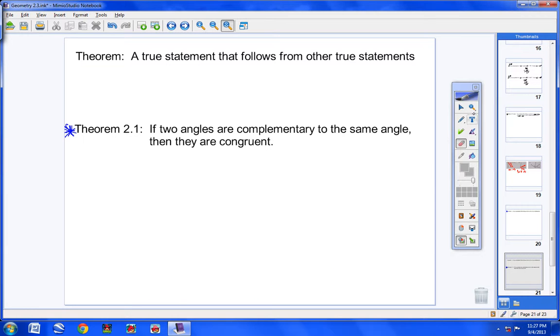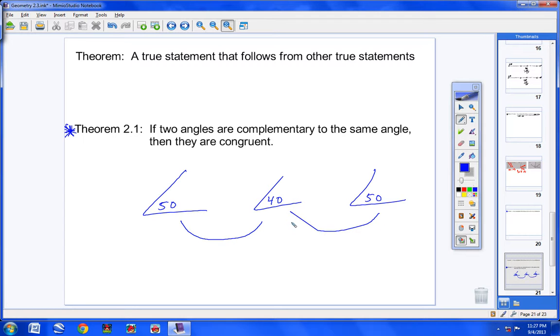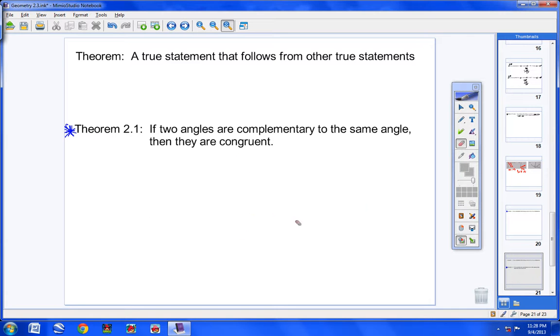I'm going to throw something else up here at you just to kind of think about. You can just watch this if you want to. I mean, think about it, guys. If I had angle 50 and it was complementary to this angle here that's 40, then over here, angle 50, think about it. I mean, 50 and 40 are going to be complementary. So this angle is complementary to this angle. This angle is complementary to this angle. They're complementary to the same angle. They're both complementary to 40. So these two angles here have to be congruent. They have to be congruent. And that's what this theorem is stating.